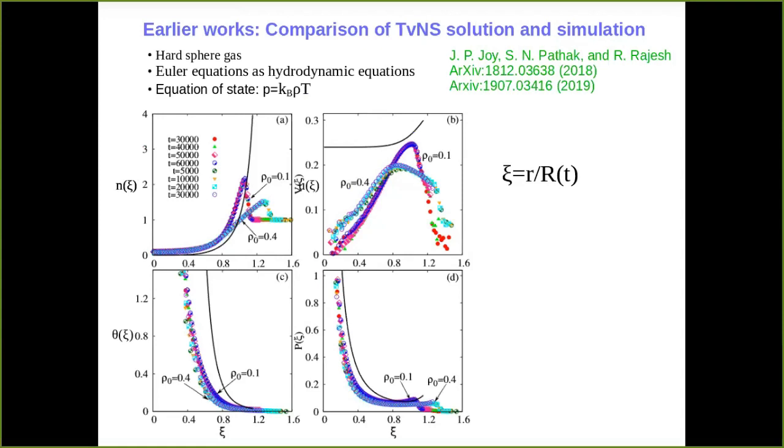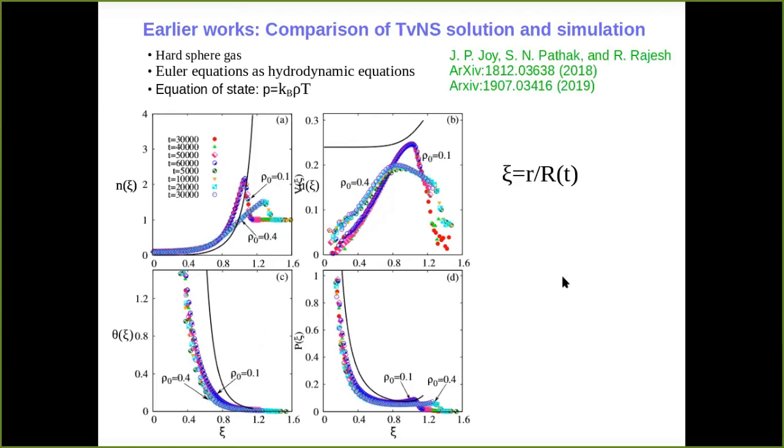So this scales independently by t to the power 2/3, that is the TVNS scaling. But the problem is the scaling function does not agree with the TVNS solution, the black line, and also the scaling function they found numerically depends on the ambient density, while the TVNS solution is independent of the ambient density. You can see for this velocity plot, this is significant, very far away from the simulation result. They also plotted temperature and pressure, and none of them agree with the simulation.